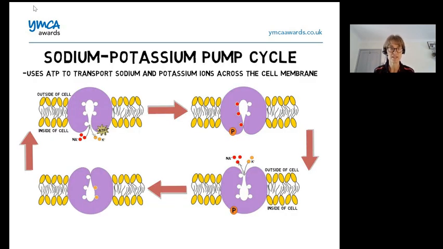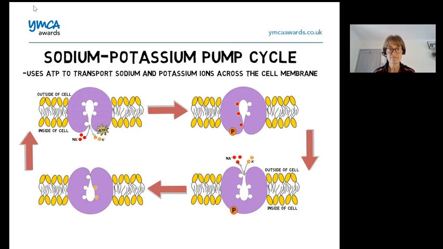So we've got a little picture here. You can see the inside of the cell is the underneath bit, and the outside of the cell is the top. You can see you've got a cell. That's the cell membrane, all the yellow things with all the tails. That's your phospholipid bilayer. And then the purple thing is actually a transport protein. Na is sodium, and you can see how there are 3 little holes for the red sodium ions to fit into, and 2 for the potassium.